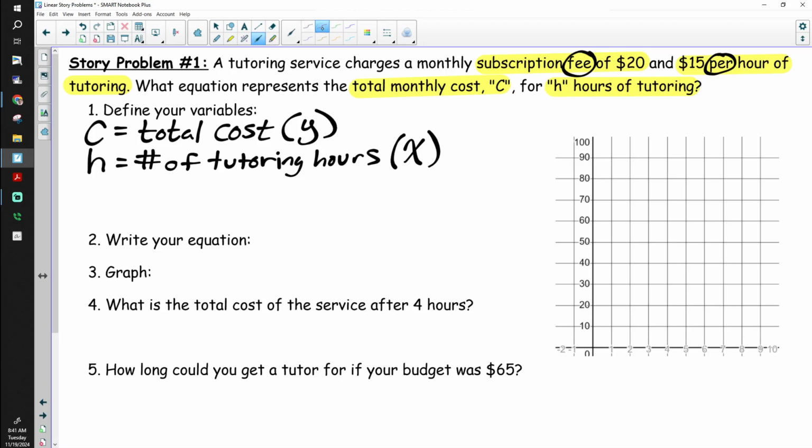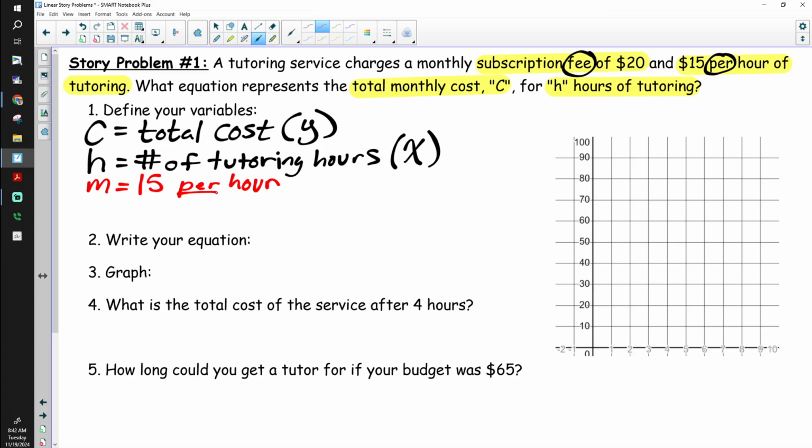Which one of these is slope, m? Is it the $20 fee or the $15 per hour? $15 per hour, and what's the giveaway? What word? This per gives it all away. That means that this is our rate, right? That's how much they're charging you per hour. You're going to pay $15 more than once if you're getting tutored more than 1 hour.